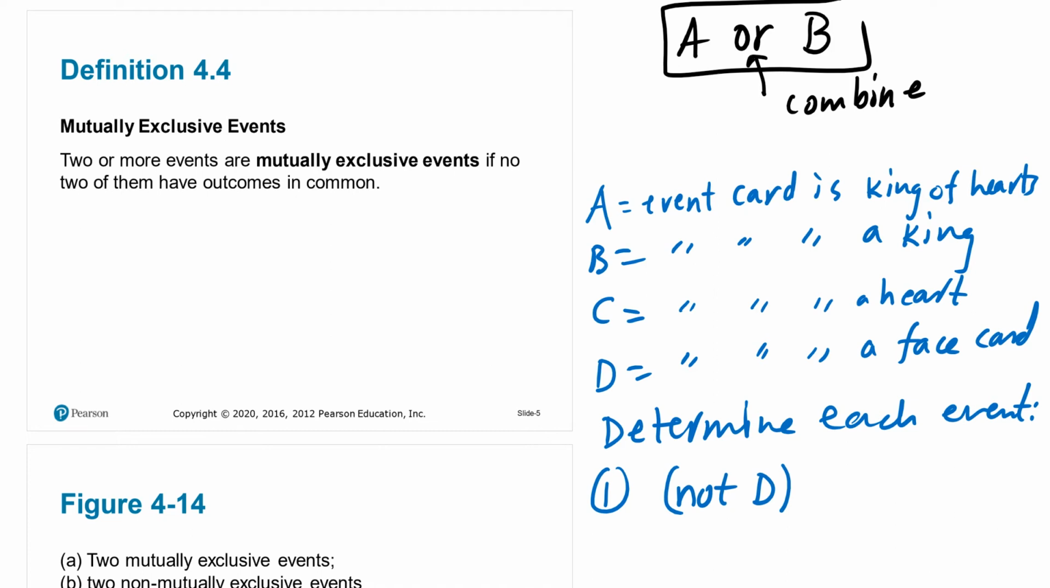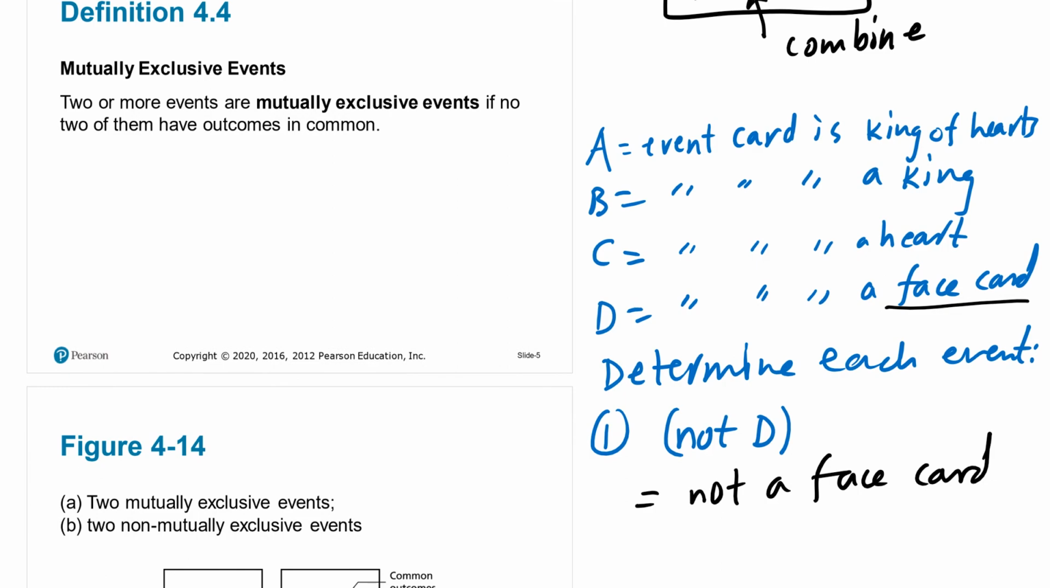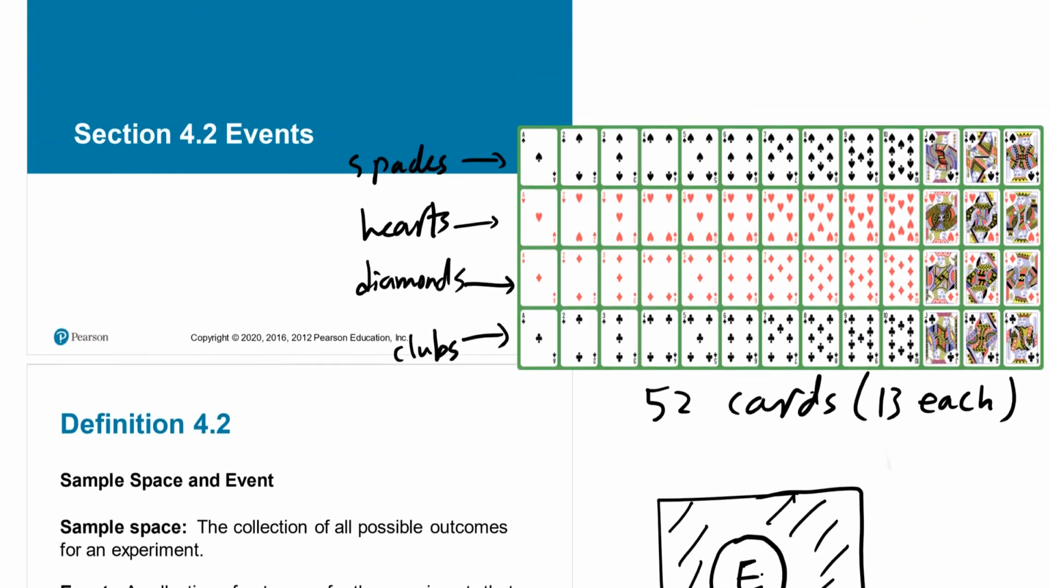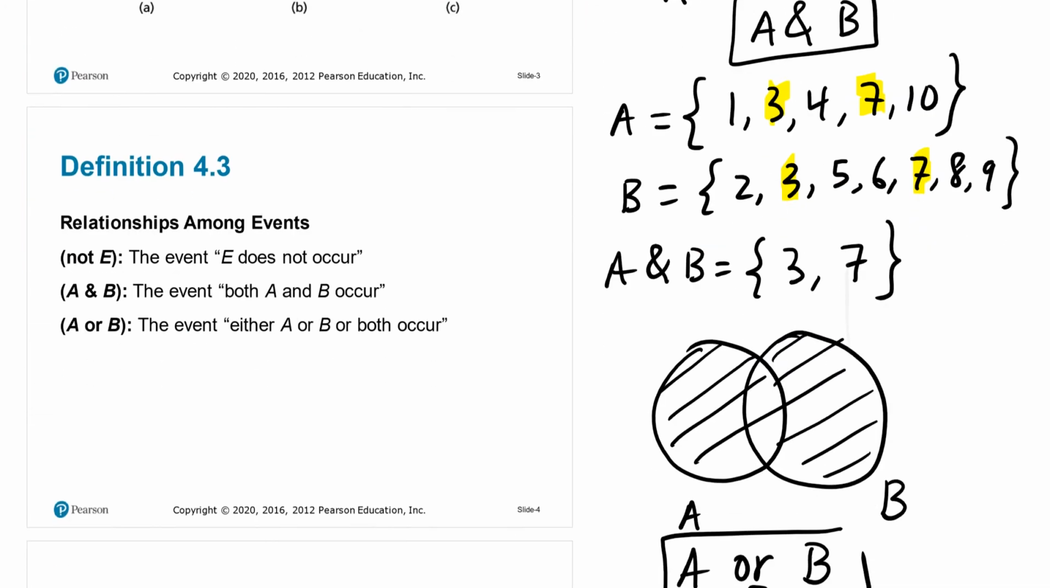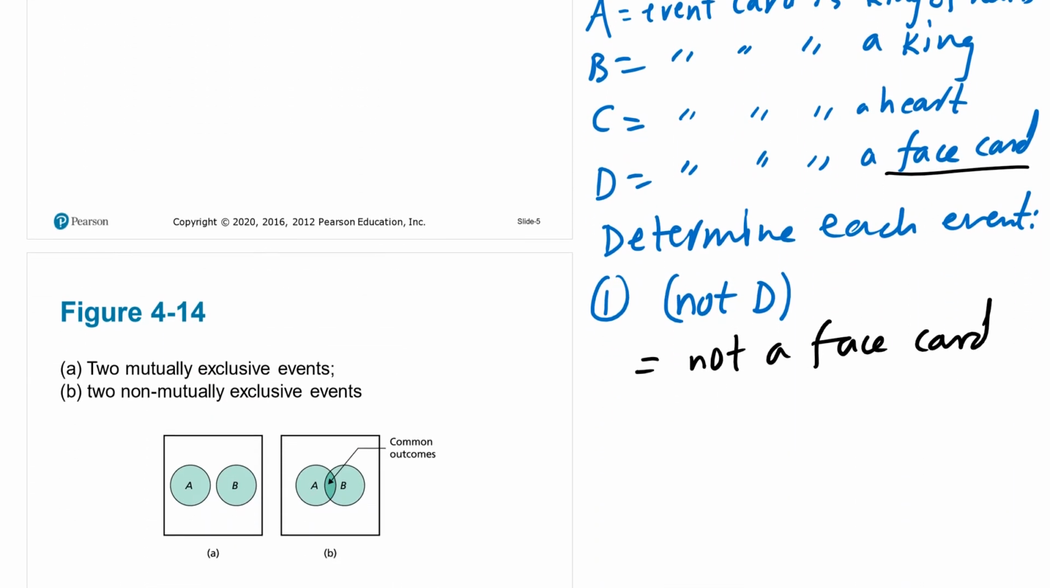So we have a total of 52 cards. Not D means not a face card, because D was a face card. Well, how many of them are not a face card? Let's look at the deck of cards up there. That's why we have that picture here. How many are face cards? 1, 2, 3, and each one 3. 3 times 4 is 12. So event D has 12 face cards out of 52 total cards. That gives me 40 not face cards. Is that okay?